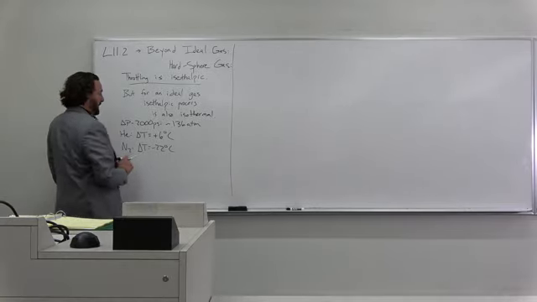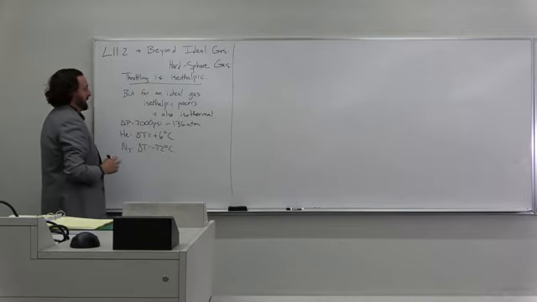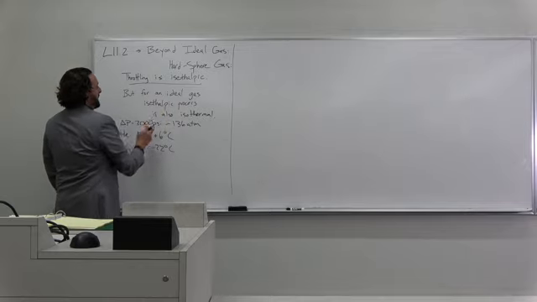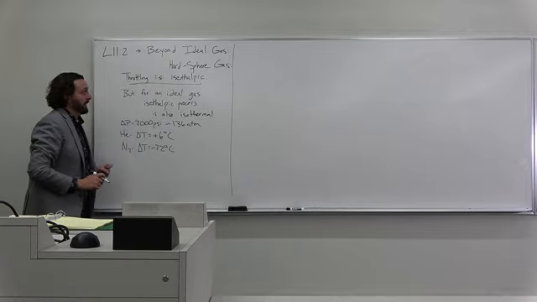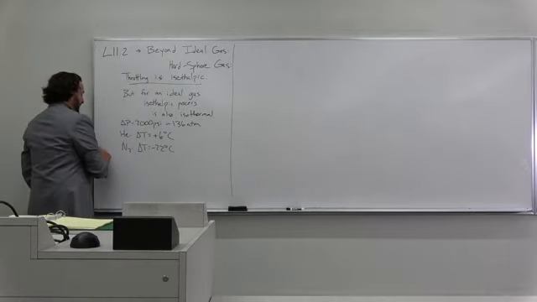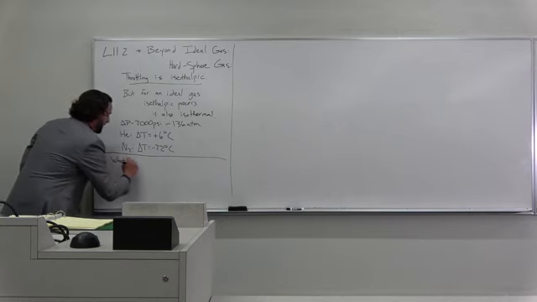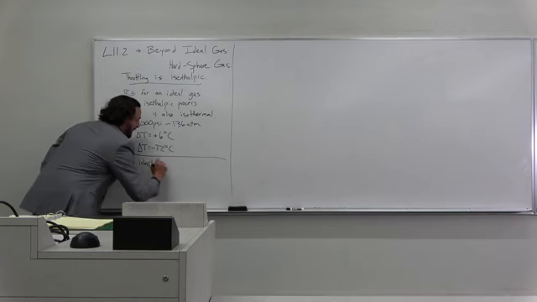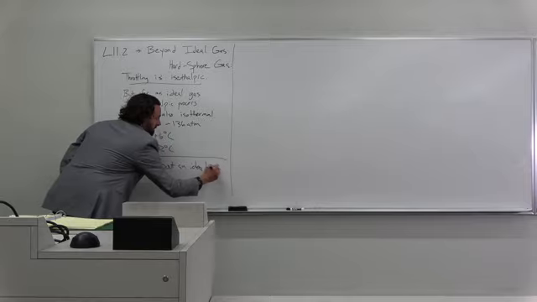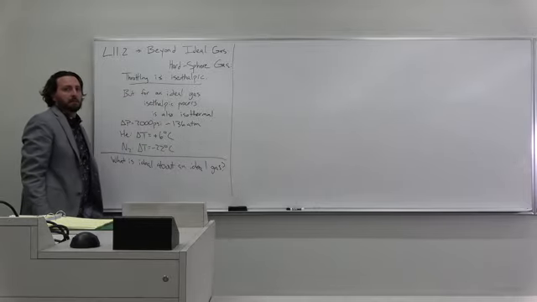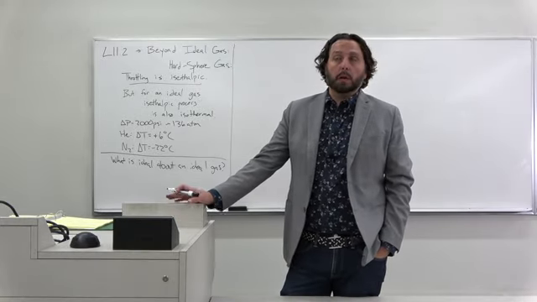Well, the first thing is throttling is isenthalpic. There's nothing wrong with the process we did, but we see that this isenthalpic process is also isothermal for an ideal gas. So we're going to have to go beyond the ideal gas. The first question we ask ourselves is, what is ideal about an ideal gas? What are we neglecting when we say it's ideal? What is it that we're ignoring?